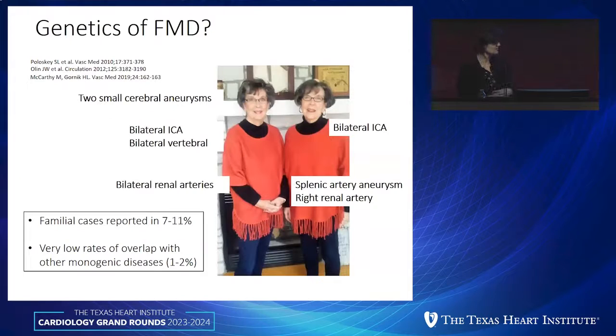The genetics are another fascinating area of this. So familial cases in the literature reported in up to about 11%, but when you look for other monogenic diseases, they're very low rates. This was a really cool case report of identical twins who both had FMD, but different areas of involvement, different areas of aneurysm formation. So clearly there's more at play than just the genetics to this and the manifestations of the disease.